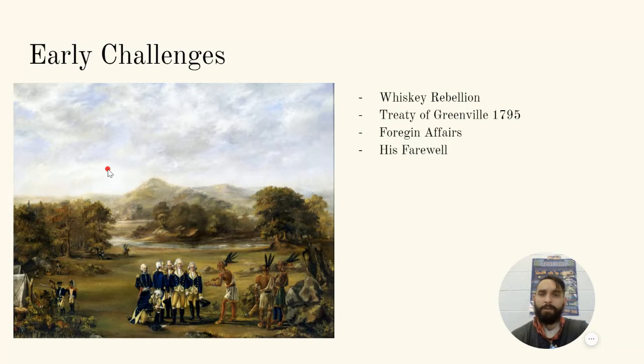His foreign affairs, once again, I try to say, George Washington wants to remain neutral. He does not want to take sides one way or another, and particularly with France and Britain. Pretty much the American public is split on both countries.